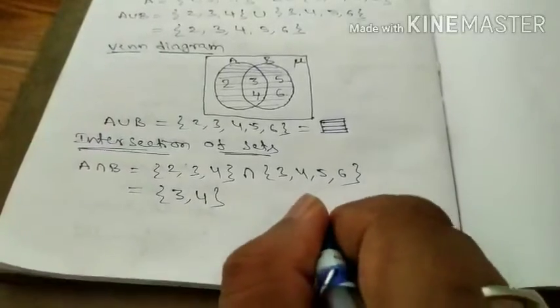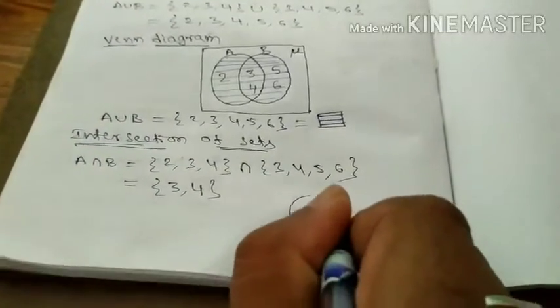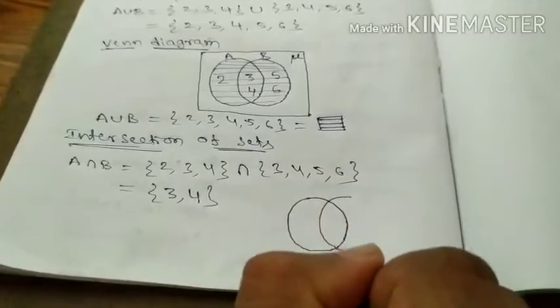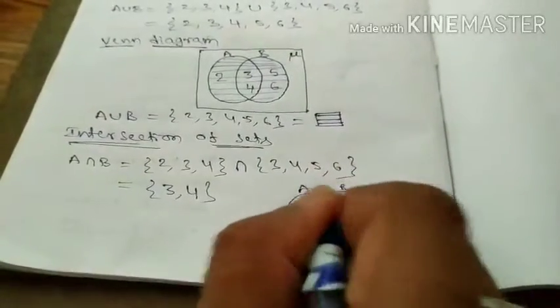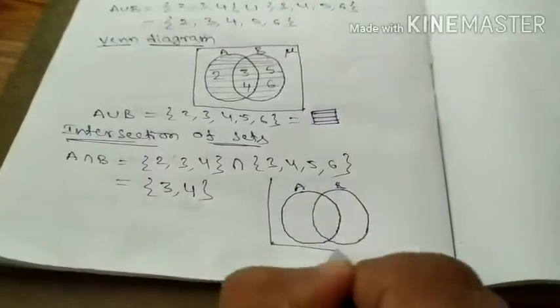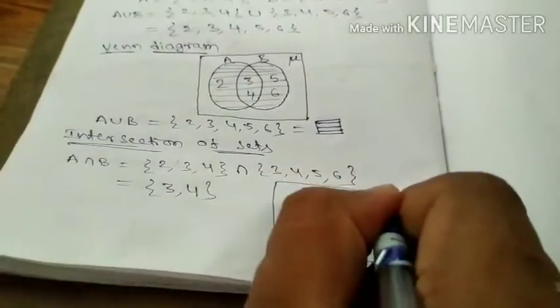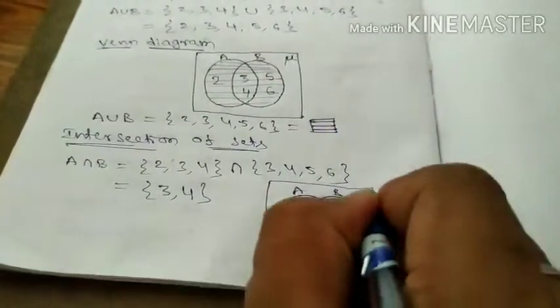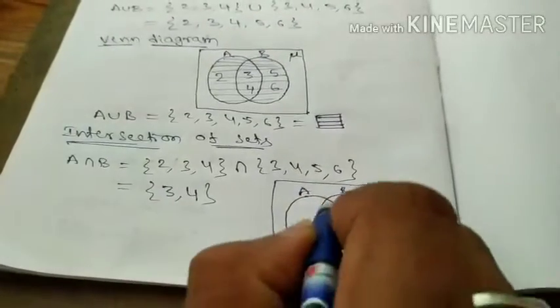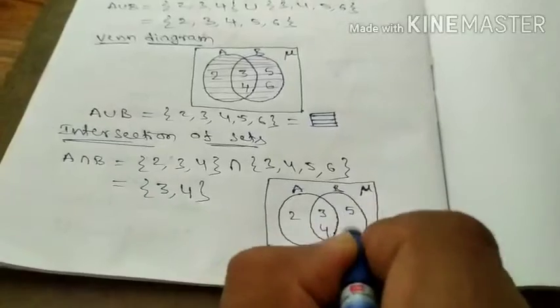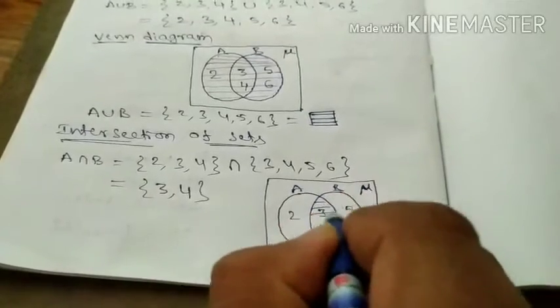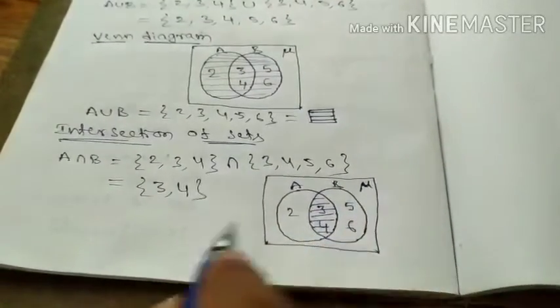How to show it in a Venn diagram? This is A and another one B. Both are kept in a rectangular box, which means the universal set, the major set in set theory. Here, what are the common elements? 3, 4, and here 2, 5, 6. Now only the middle part is shaded, that is the intersection.